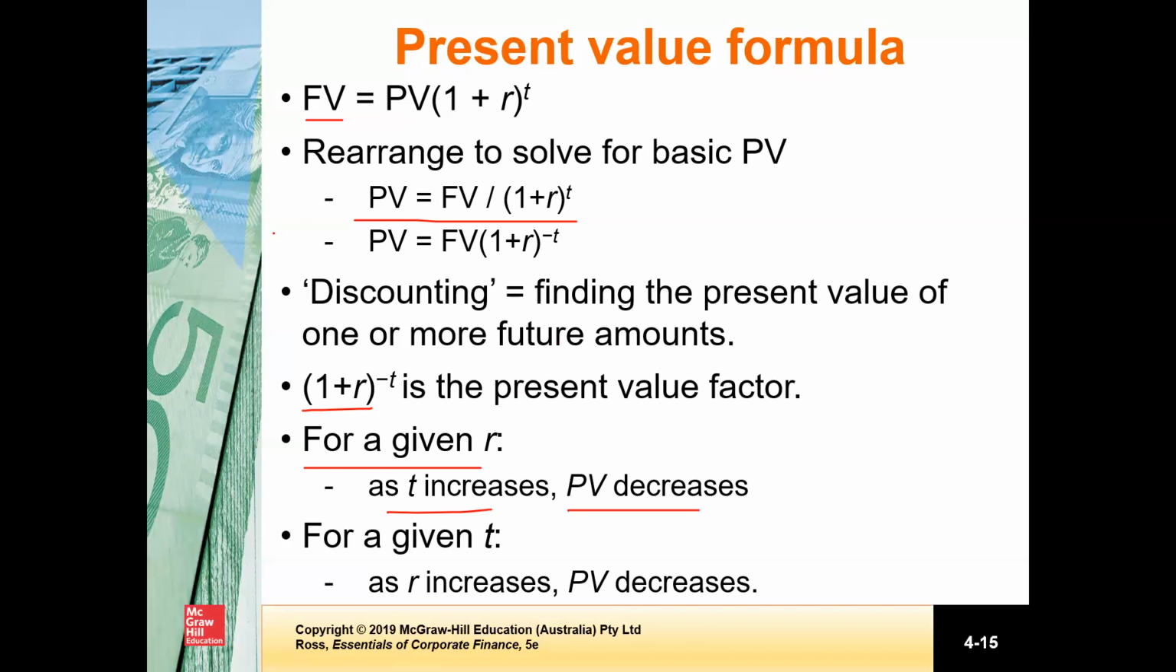Mathematically, look, what is this? Present value equals future value divided by (1 plus R) to the power T. So both R and T are in the denominator, right? So if R increases for a given T, or if T increases for a given R, the present value will decrease. Okay.